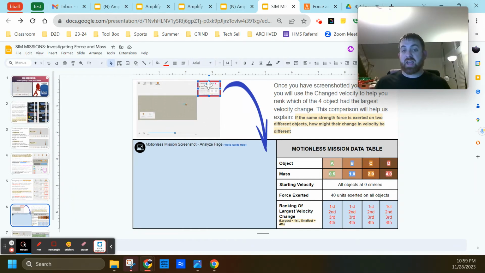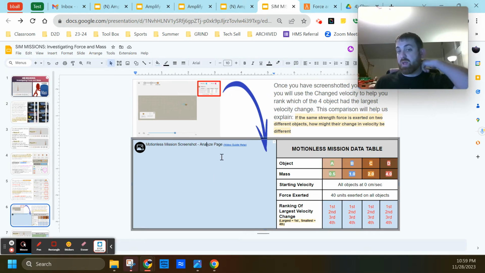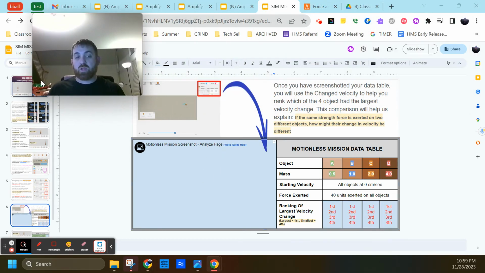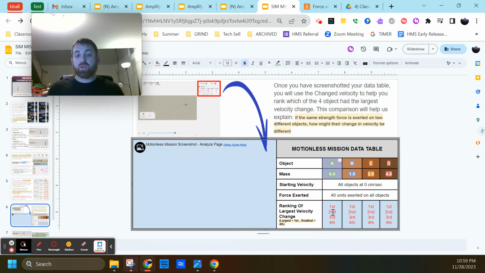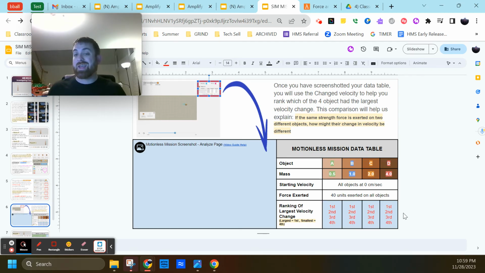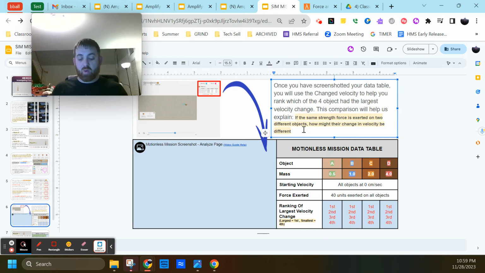So you'll use that data table, you'll screenshot it here, and then once you have screenshotted your data table, you're going to rank your four objects and which one had the largest velocity changes. So for example, we have object A. You'll decide if it had the largest, the second largest, third, or fourth largest velocity change. You'll use your data table to do B, C, and D. This will help us explain and answer our focus question.